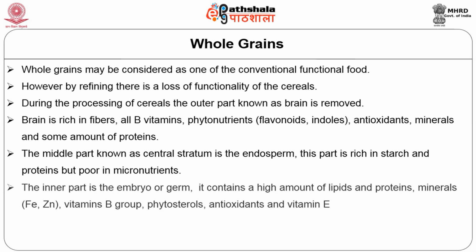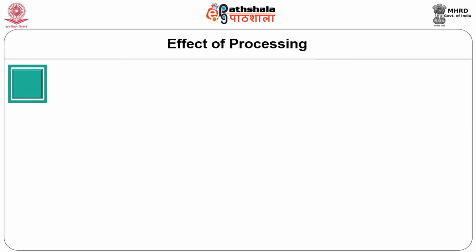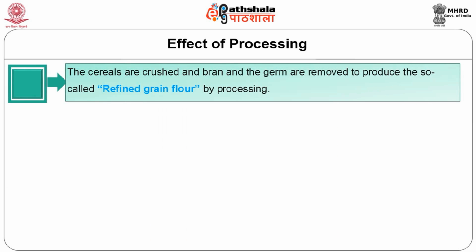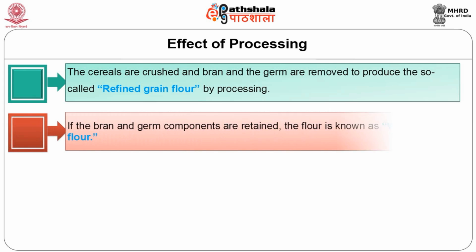The inner part is the embryo or the germ and contains a high amount of lipids, proteins, minerals, vitamins of the B complex category, phytosterol, antioxidants, and vitamin E. So by processing, what are we doing? We are crushing the cereals, separating the bran, the germ, etc., and making it a refined grain flour. Now we lose the bran, which has a lot of these phytochemicals or phytonutrients.